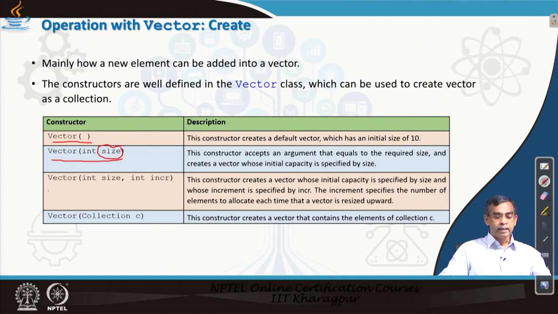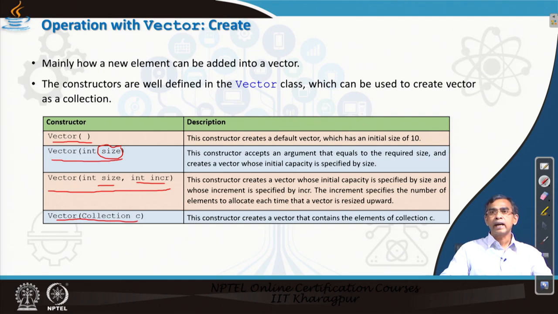Another important constructor is there. In addition to the size, the second constructor adds another argument called increment. That means, each time the vector has to grow automatically, by what size it will increment. So, INCR is there. The initial size may be 100, and if you specify the INCR value as 25, then each time a vector is filled and you want to add a few more elements, it automatically grows by 25, from 100 to 125 and so on. And then the last constructor is very useful.